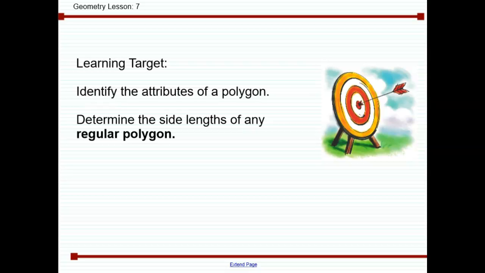Hi, third graders. Today I get to teach you our last geometry lesson of the whole geometry unit. We have two targets for today. First, by the end of the lesson, you will be able to identify the attributes of a polygon. Third graders, by the end of our lesson, you will also be able to determine the side lengths of any regular polygon.